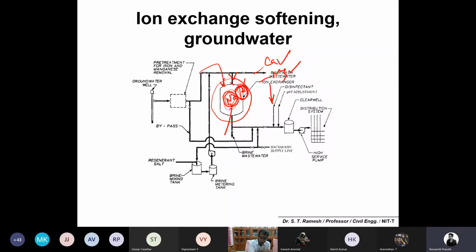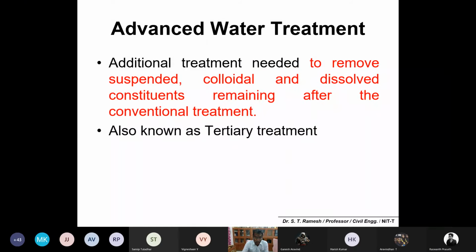You can reuse them. Now you have to clean or regenerate the ion exchange resin: just stop the influent and go for regeneration. Regeneration is very simple because these resins are already full of calcium and magnesium. I have to replace the calcium and magnesium in the resin by adding sodium salts. Calcium and magnesium will be replaced again by sodium, and once the resin is saturated with sodium, you can start your treatment again. This cycle continues in multiple operations. So we'll go directly to advanced water treatment.